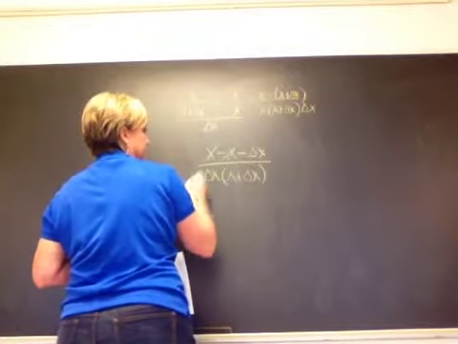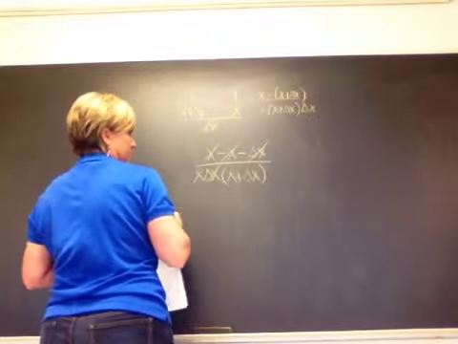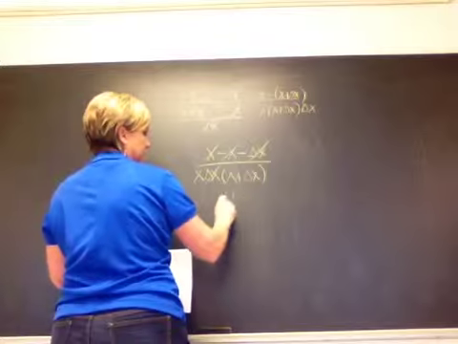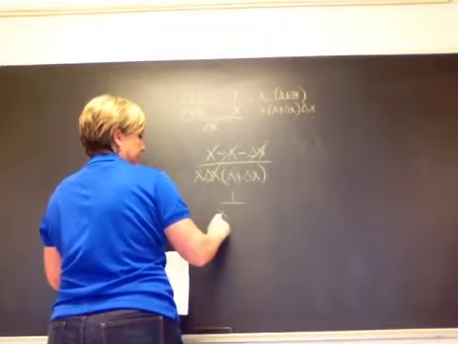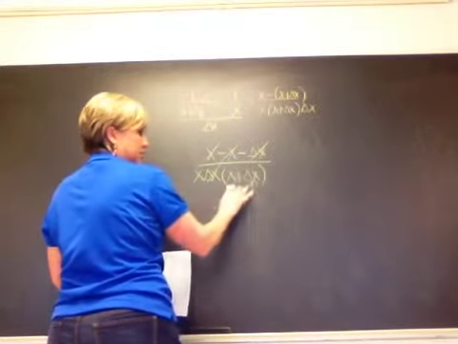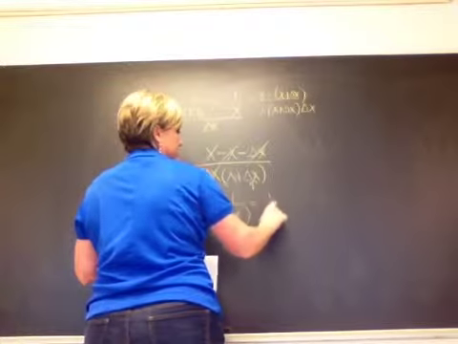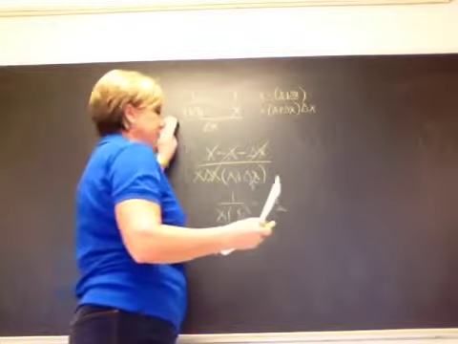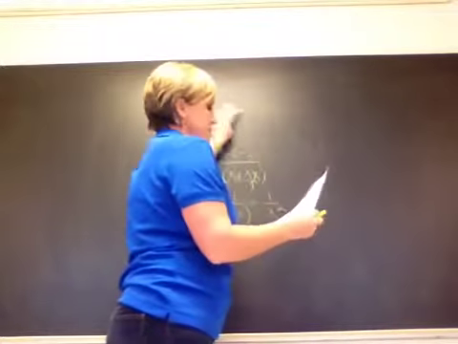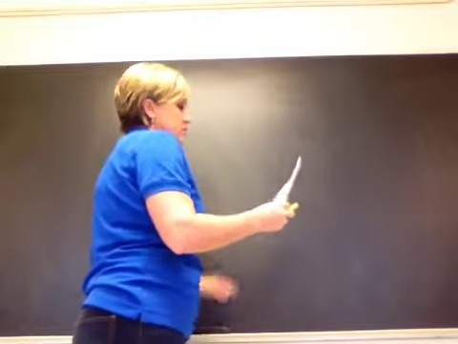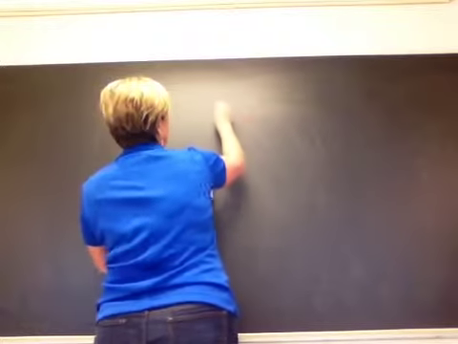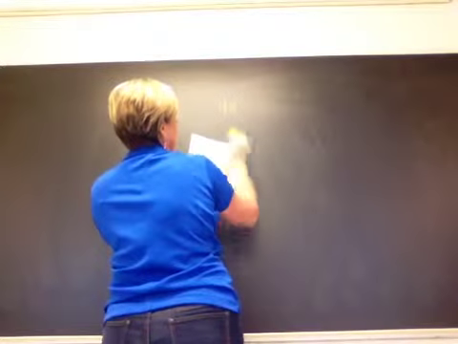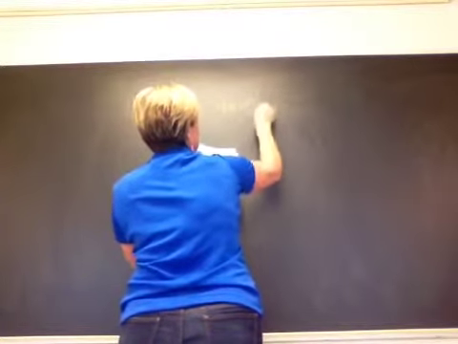Your x's cancel, your delta x's cancel, and you can plug in 0 for delta x, so it is 1 over x times, when you plug in 0 right there, it just leaves you x, so your answer should be 1 over x squared. Number 3 should be 0, because pi is a constant. Number 4 should be 4x.